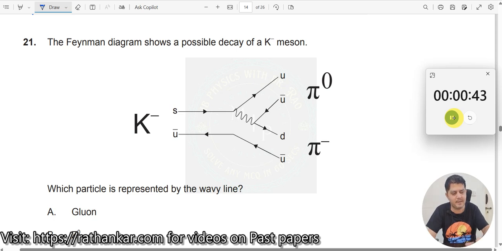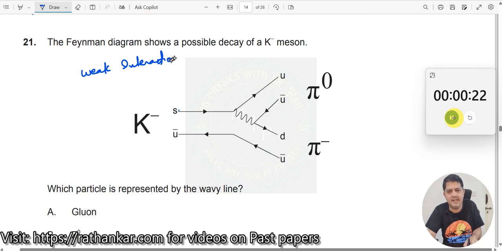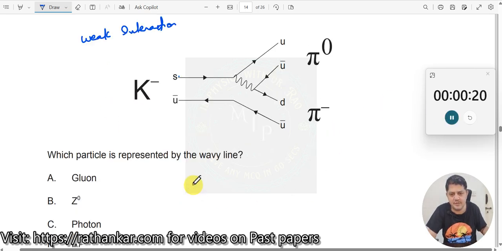So how do we solve this problem? When there is an S here and there is a U bar, D, U here, this is a weak interaction, right? Whenever there is a weak interaction, what does it tell you? Whenever the S is not conserved on the left hand side and right hand side, that means this interaction is a weak interaction. So now let us look at the options here.